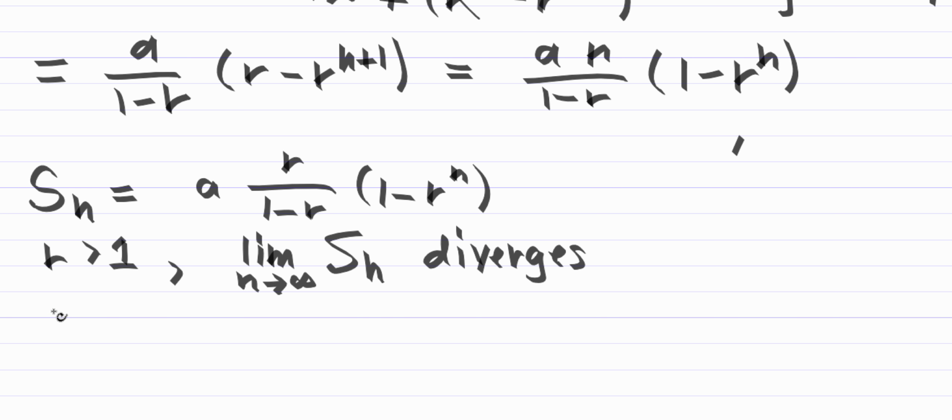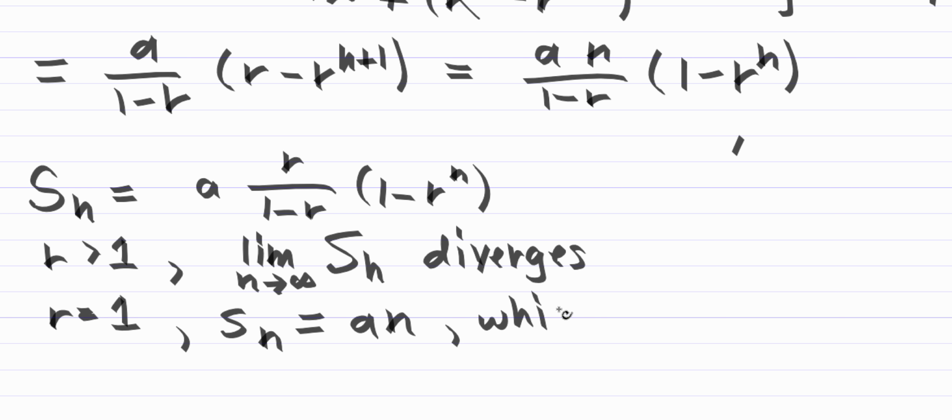What about if r is equal to 1? Well, if r is equal to 1, this doesn't even make sense, but if we go back to our formula, well, I have a times r to the kth power. Now, I'll just have a for each of those, and so I established that Sn is just going to be equal to a times n, which diverges as well.